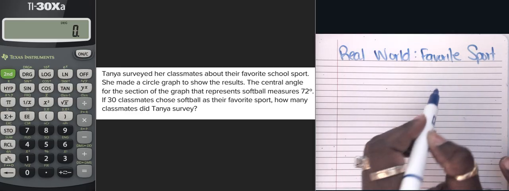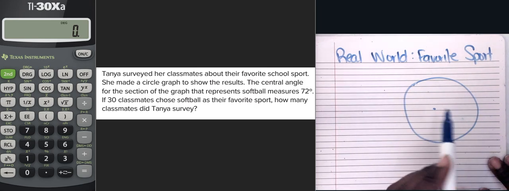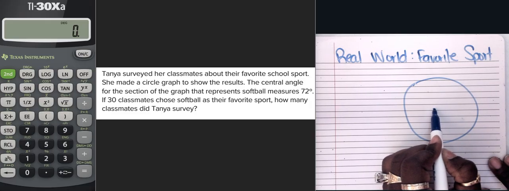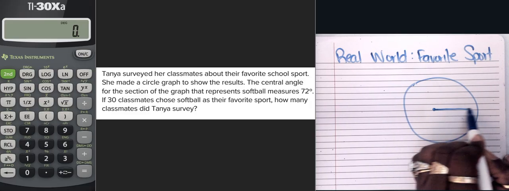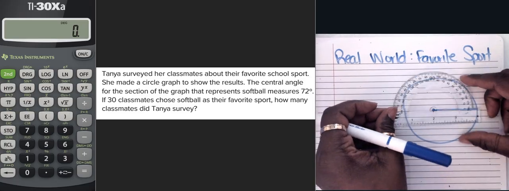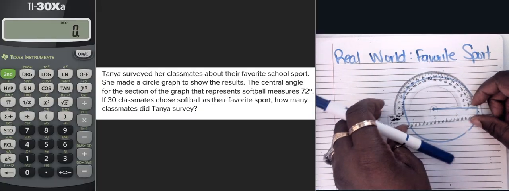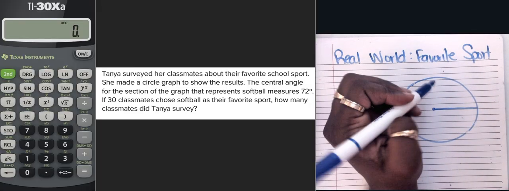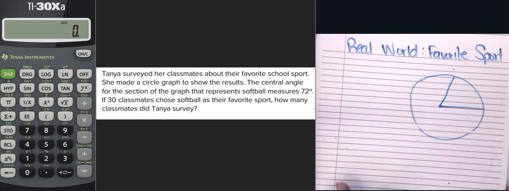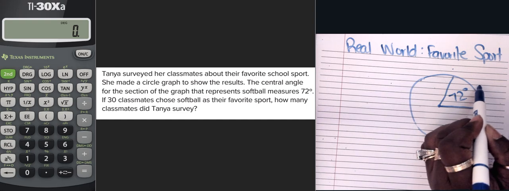So in this example, we're looking at a circle graph, and we know that there's a center. When we talk about a central angle, we're talking about going to the center and making an angle from that point. So we know it's going to be 72 degrees. If we were talking about 72 degrees, it would be somewhere around here. I know it's off a little bit, but 72 degrees is here, and this represents 30 classmates.